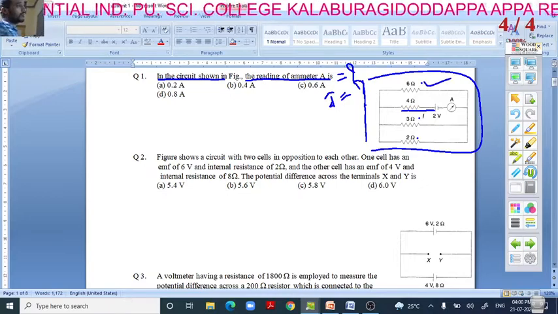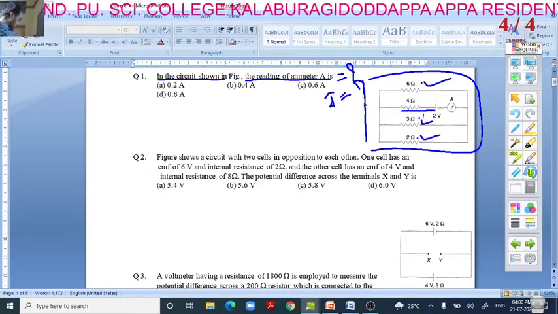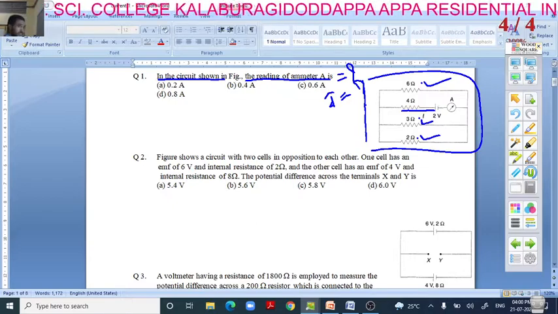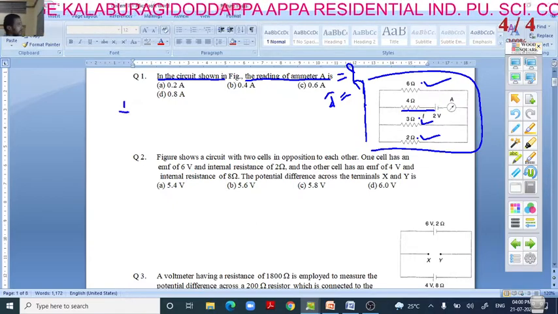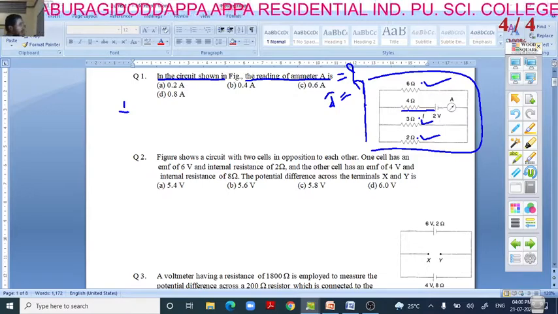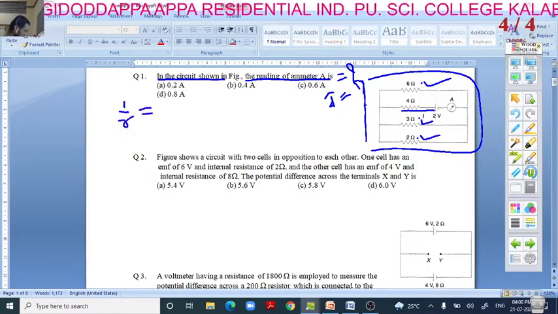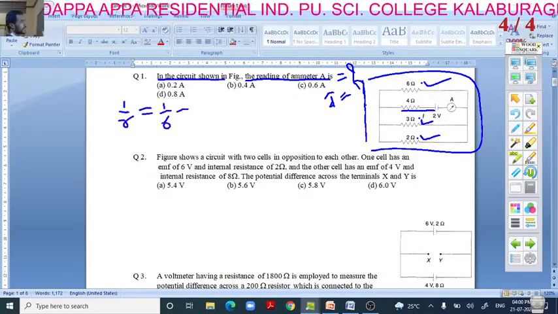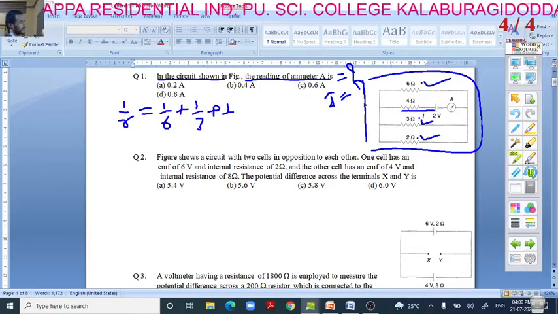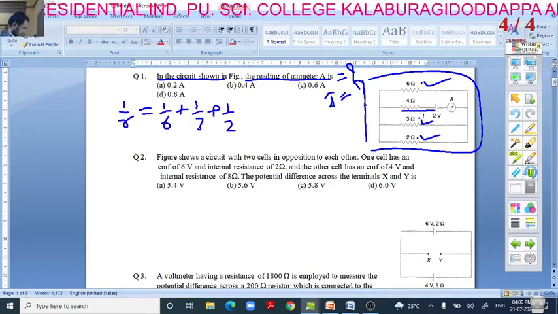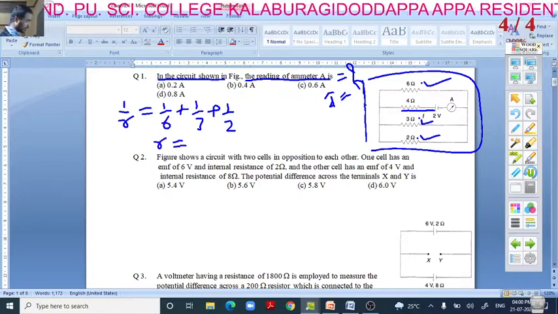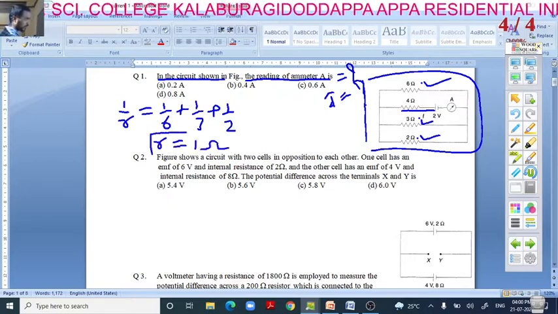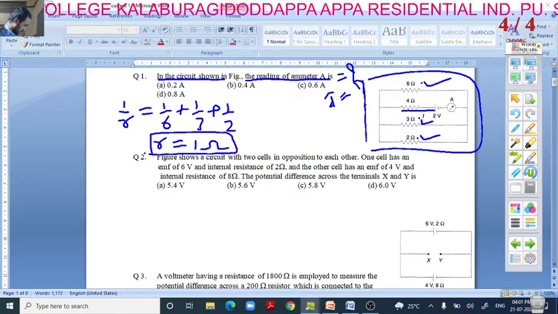6 ohm, 3 ohm, 2 ohm, they are connected in series. Sorry, they are connected in parallel. Therefore, our formula is 1 by R is equal to 1 by 6 plus 1 by 3 plus 1 by 2. So by simplifying this, we will get R is equal to 1 ohm. Okay, I hope you are understanding this.